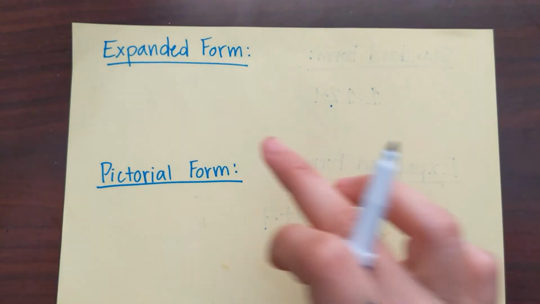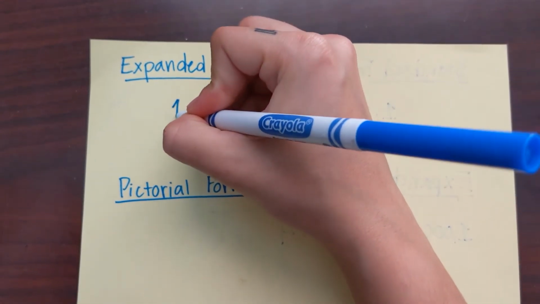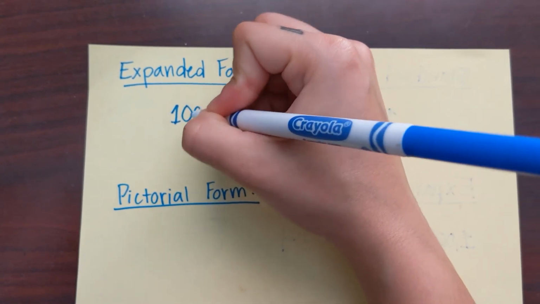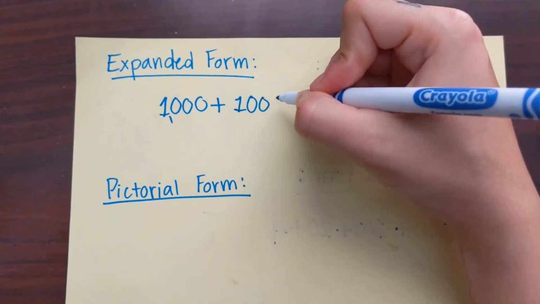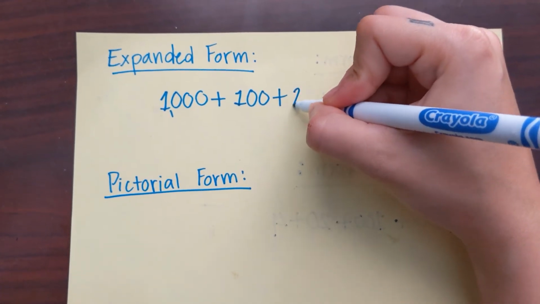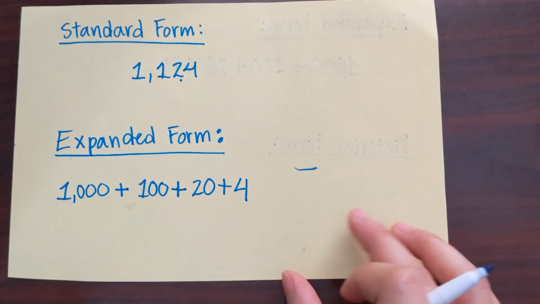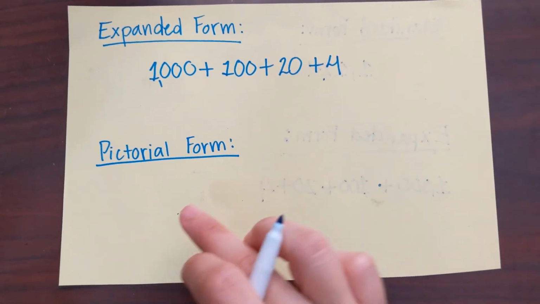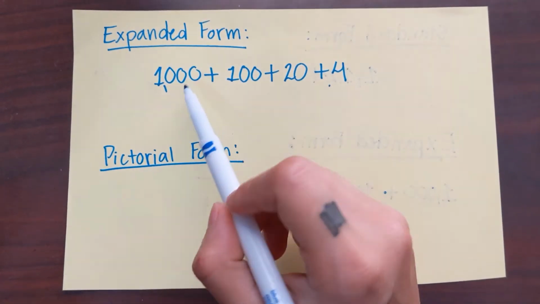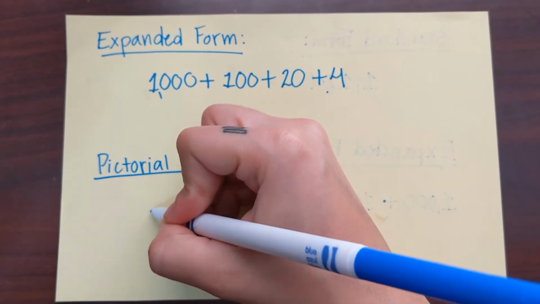Lastly, I'm going to show you how to go from expanded form to pictorial form. So once again, we have 1,000 plus 100 plus 20 plus 4. So I'm just using the same exact number that I was using over here. So this is my expanded form. Now I'm going to write it in pictorial form. So the way we represent our thousands is we draw a cube.